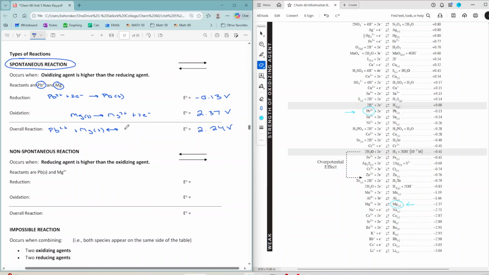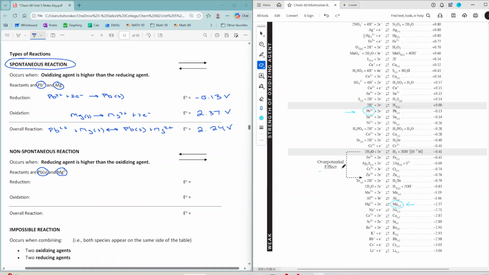And this is going to form lead solid and magnesium ions. Oops, didn't include the plus. Awesome. In the next reaction, we're going to choose the opposites as our reactants. We're going to choose the lead solid and the magnesium ion.